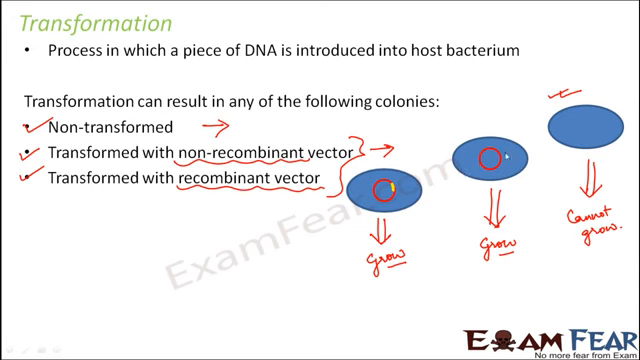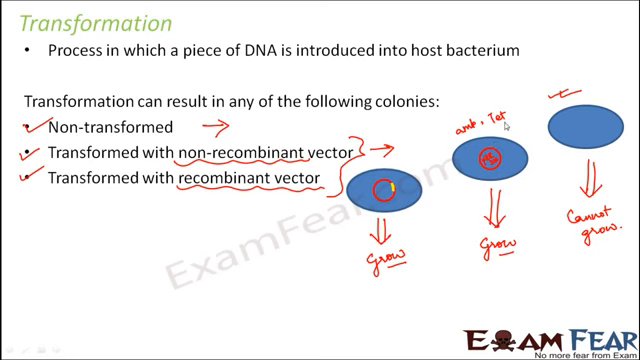So now, since you have this particular vector inside the host, which is resistant to antibiotics, please remember that this vector will be resistant to certain specific antibiotics. For example, let us assume that this vector is pBR322. In that case, it will have resistance against two antibiotics. And what are those two antibiotics? Ampicillin and tetracycline. So if you grow this host cell in ampicillin medium, it will be able to grow.